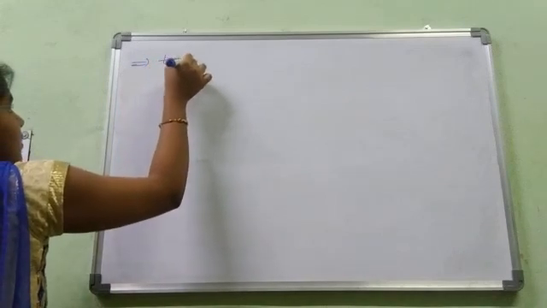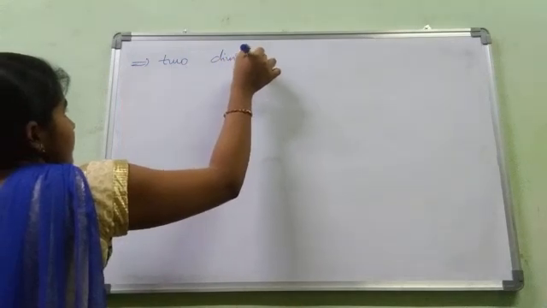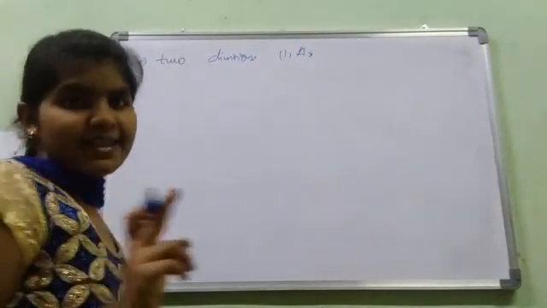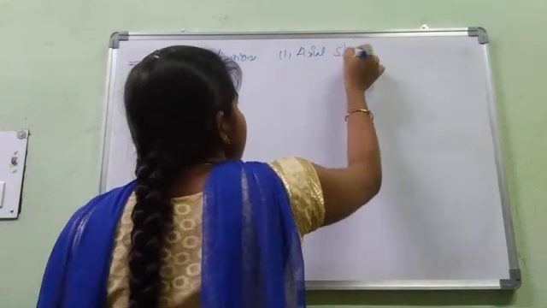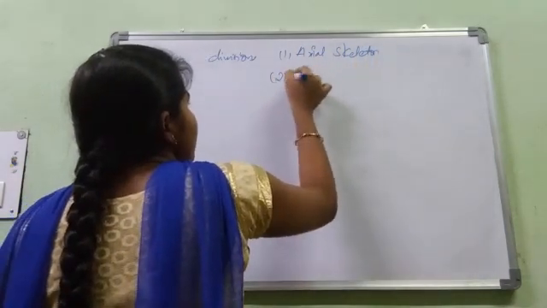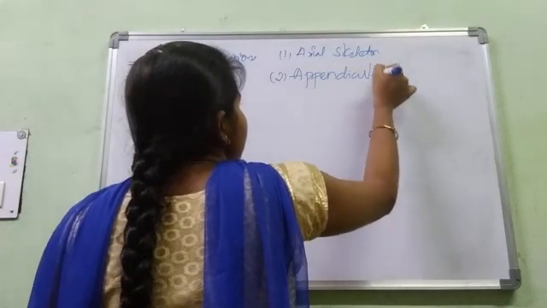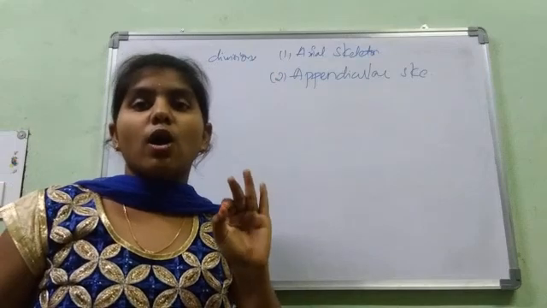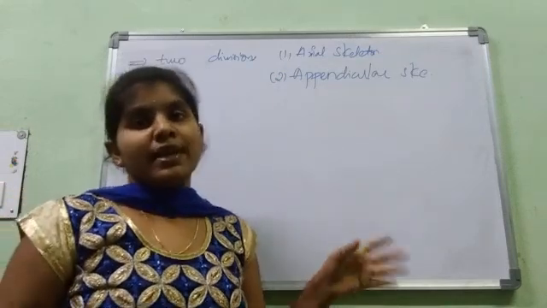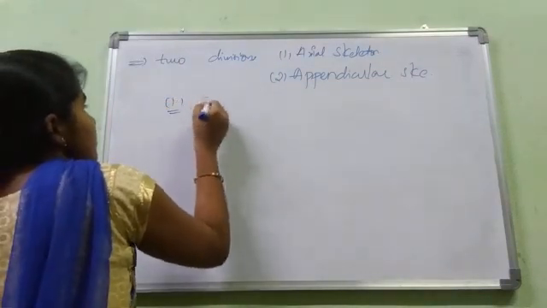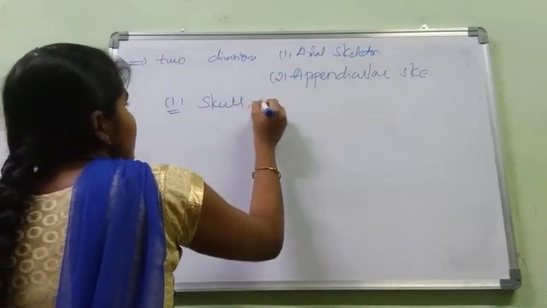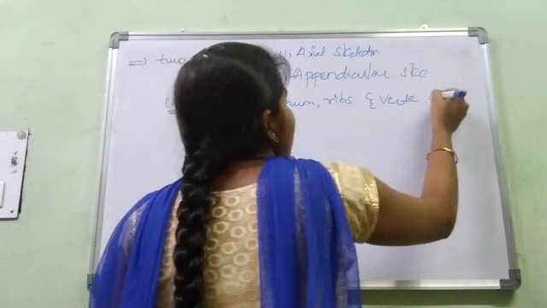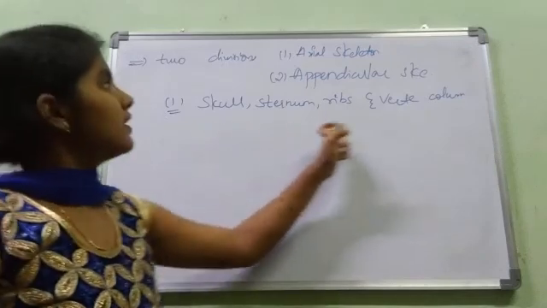Those are divided into two divisions: the axial skeleton and the appendicular skeleton. What is the axial skeleton and what is the appendicular skeleton? The axial skeleton means the bones which are present in the main axis of the body. It includes the skull, sternum, ribs, and vertebral column.